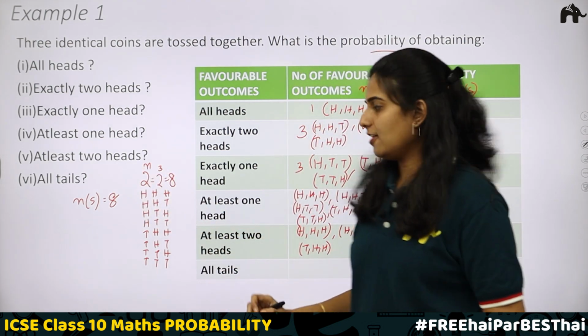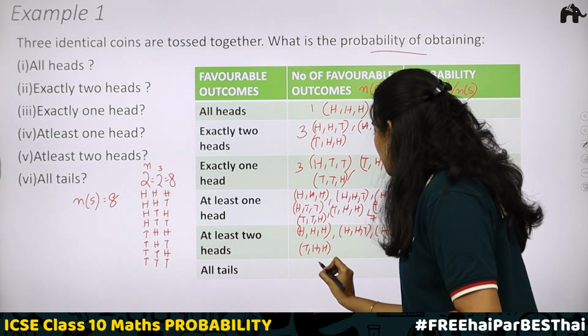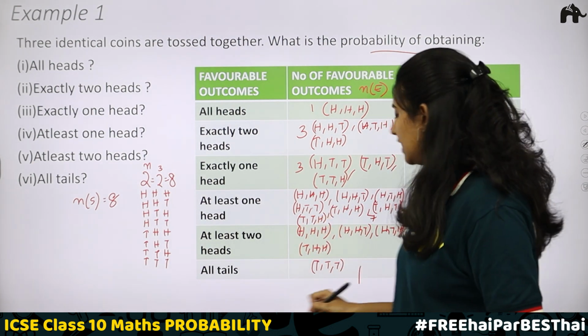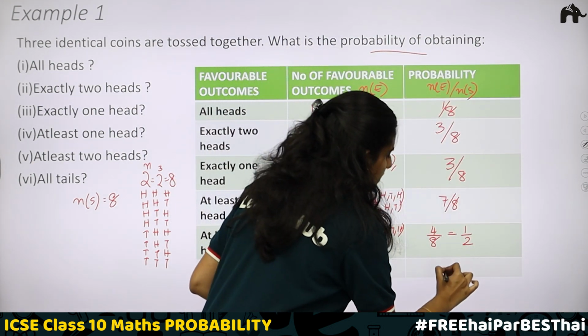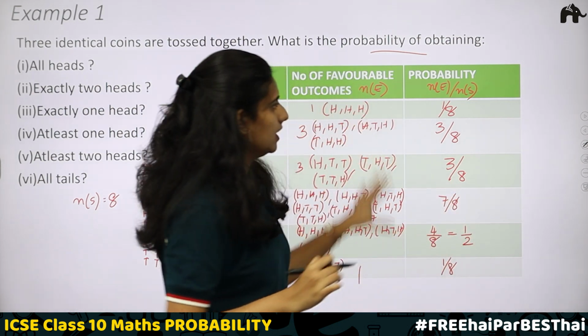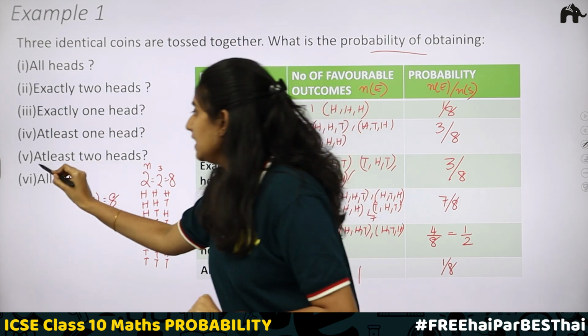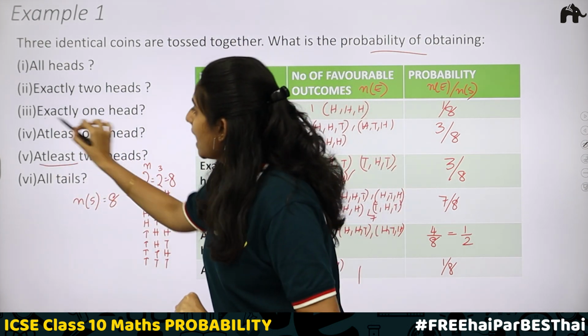All tails, just one case. TTT. Just one case is there. There the probability will be 1 by 8. Clear? This is how you will be doing. So understand what at least means, exactly means.